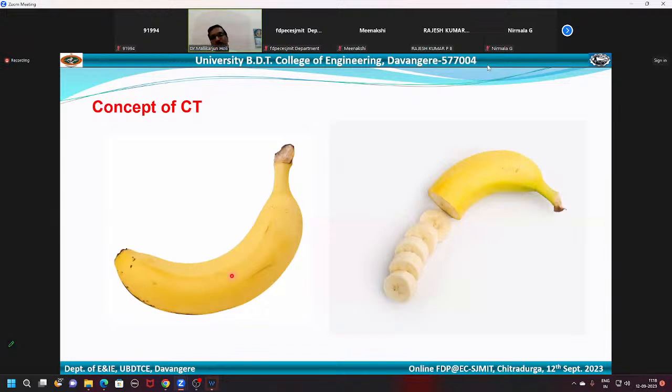But in computed tomography, we slice the human body by imaginary lines using X-ray, and that is converted into slice-by-slice images, by which you can visualize. Suppose there is an abnormality in a certain part of the tissue. With a mere X-ray, we may not be able to find the exact location of the abnormality. But using CT, when you take slice-by-slice information of the tissue, we can clearly come to know which part of the tissue the abnormality exists in. That is the concept.